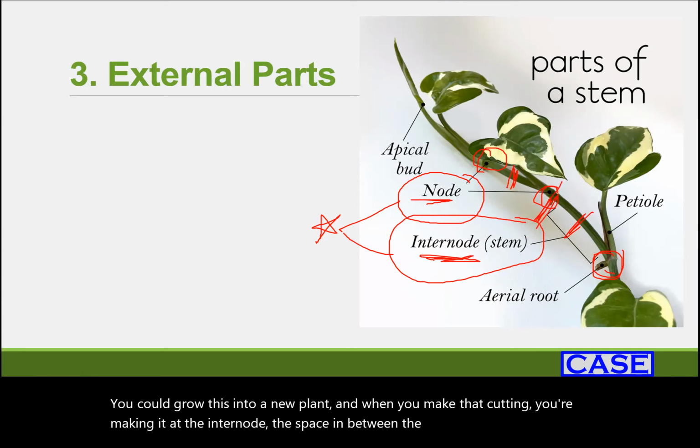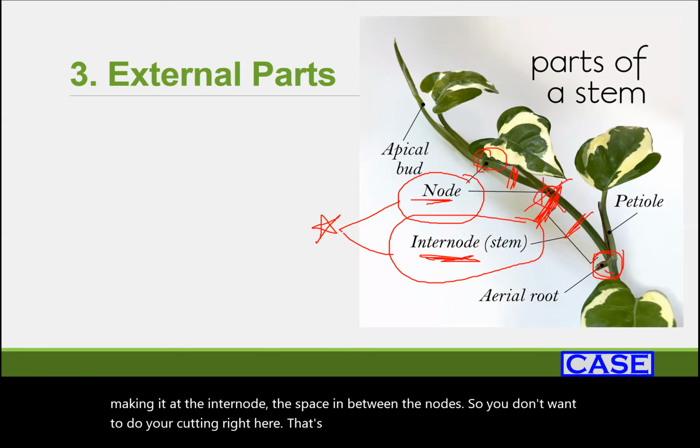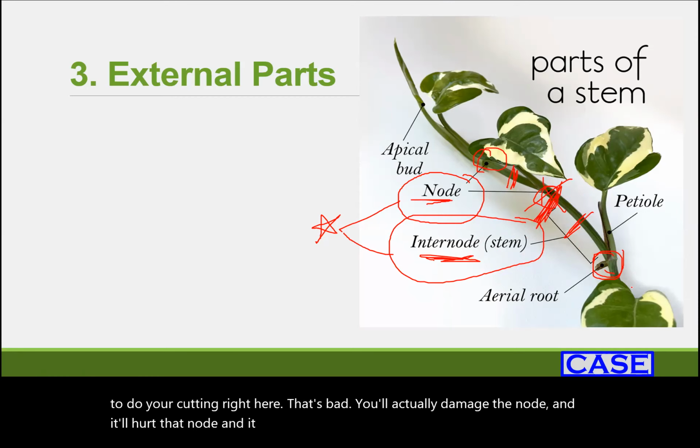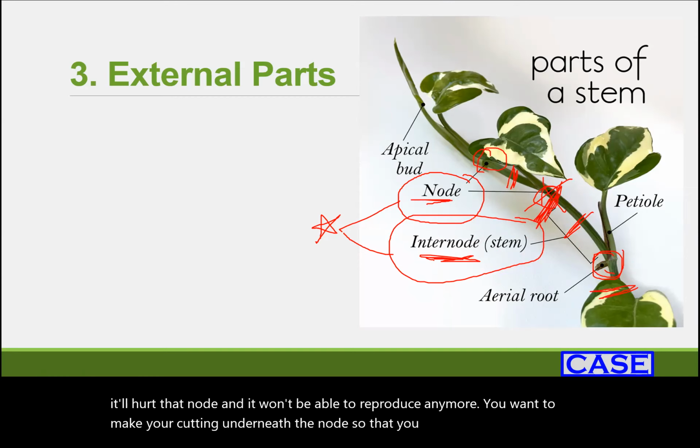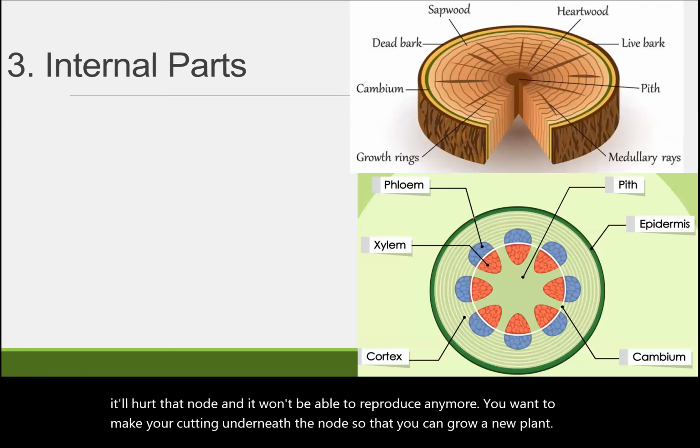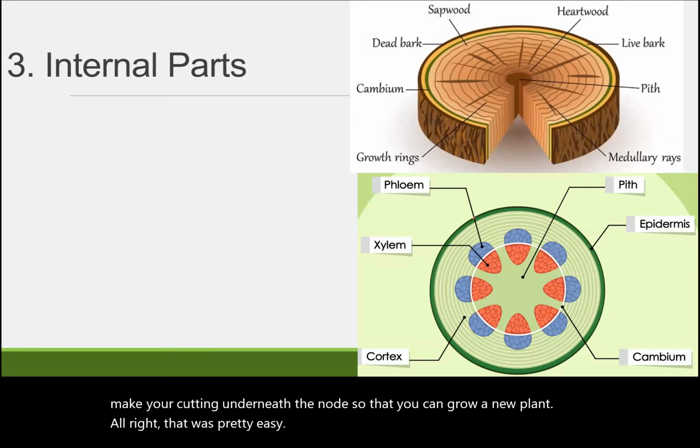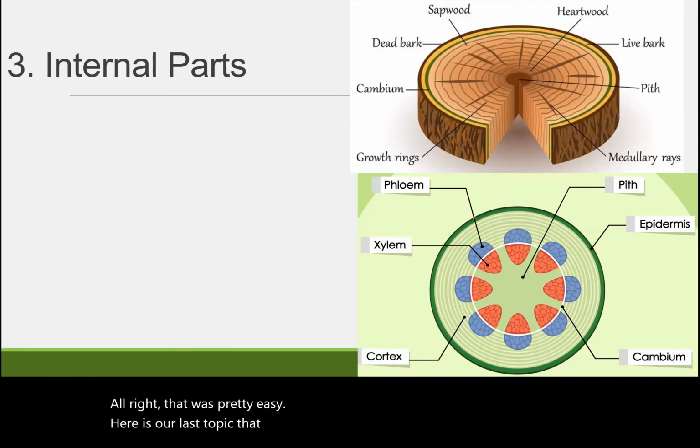So you don't want to do your cutting right here. That's bad. You'll actually damage the node and it'll hurt that node and it won't be able to reproduce anymore. You want to make your cutting underneath the node so that you can grow a new plant. All right, that was pretty easy. Here is our last topic. Ooh, that should say number four, internal parts. Whoops. So our internal parts.